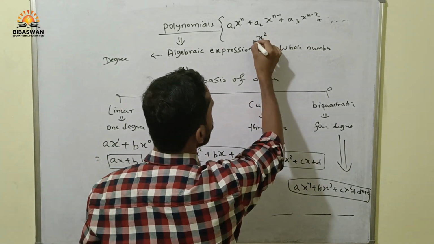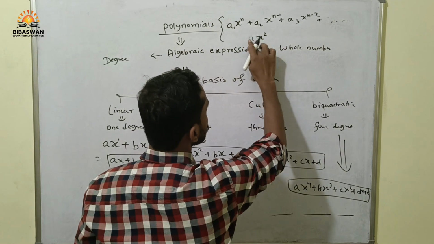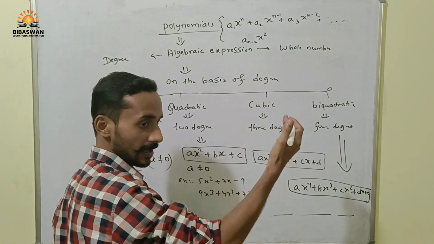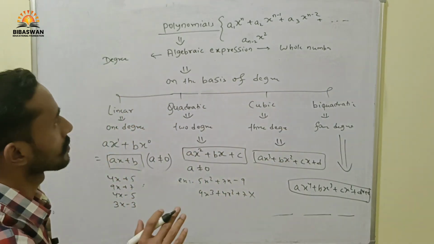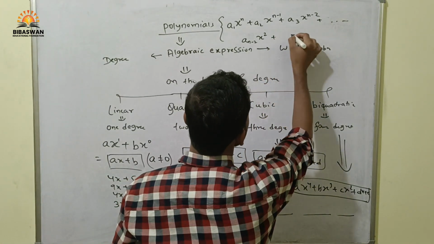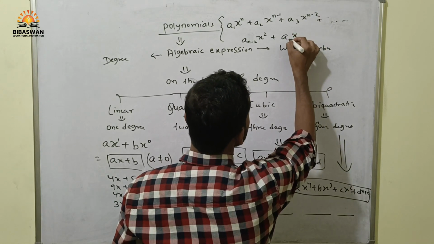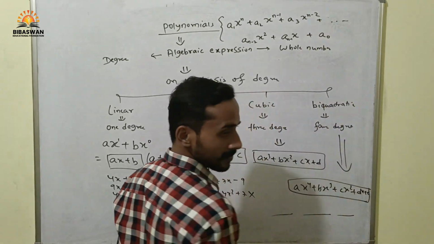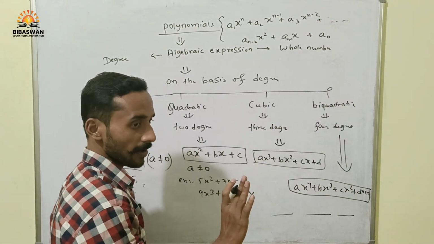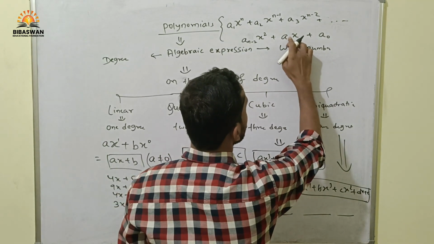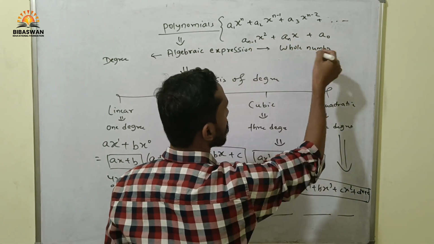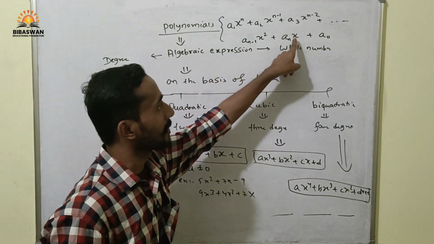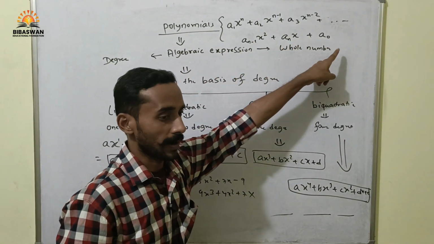X to the power 2. So a to the power what? a n minus 2. Understood? And plus x to the power 1, a n minus 1. And now at last a naught. Any problem? Yeah, sorry. A naught means the constant term, the 0 power. 1 power, 2 power and 0 power.